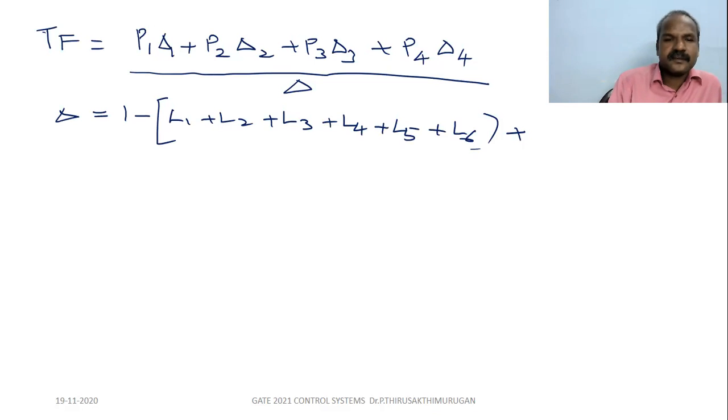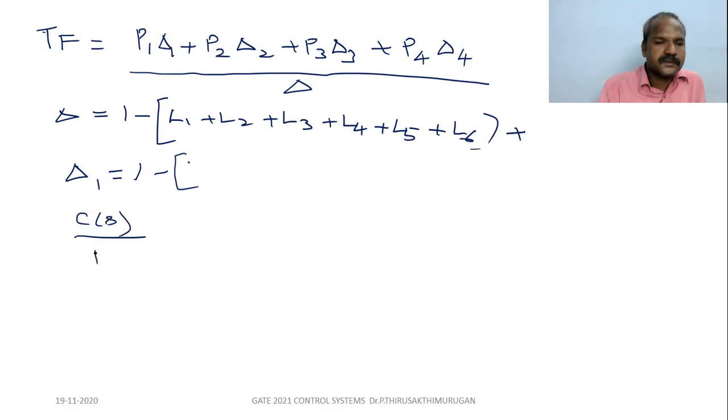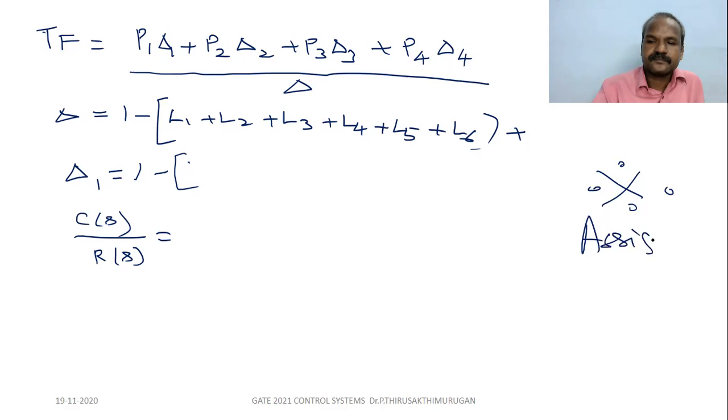So what is the final answer? Delta 1 is, only one loop is not touching, so 1 minus the non-touching loop. Only one non-touching loop, and that loop we have to put here. So finally, what do we get? C of S by R of S equals. Please take it as an assignment and do it.